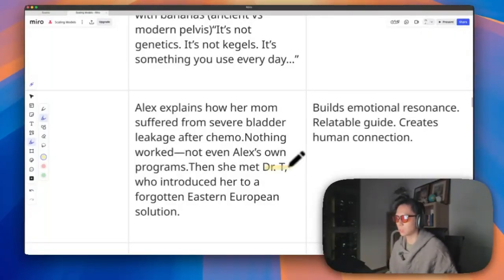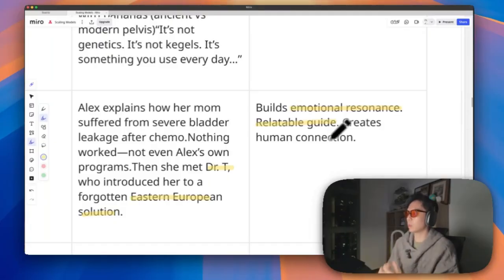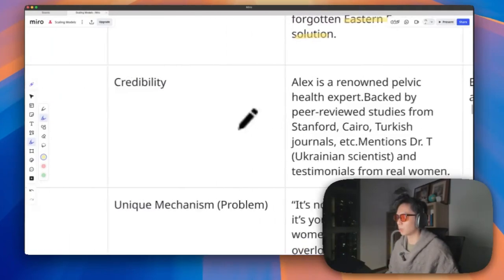Then she met Dr. T. So this is the keys of the person, the credibility or the expert that created this forgotten Eastern European solution. And so this is something unique. So it builds emotional resonance and it's a relatable guide. So essentially what she's trying to do is build rapport, build that human connection. It's almost like a friend sharing with you something useful.